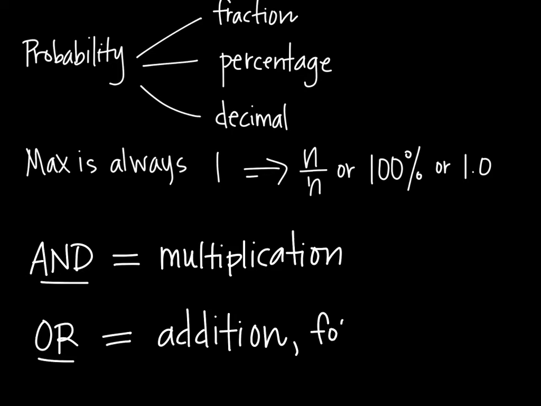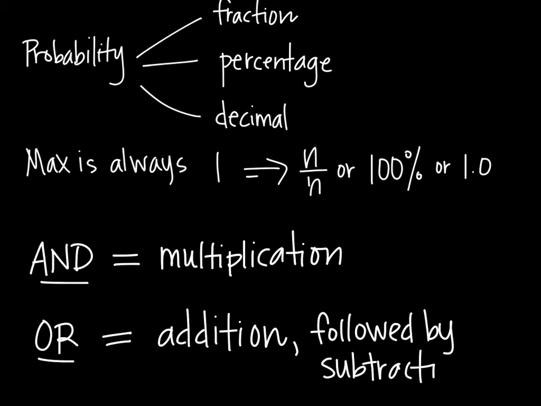It's addition followed by subtraction, and I'll show you how that works in just a minute. The reason we follow it with subtraction is because we can't be higher than 1. We have to protect ourselves from getting more than 100%. So look for those clue words. Here's a couple examples, and then we have an extra credit opportunity in just a minute, but we have to do our examples first.